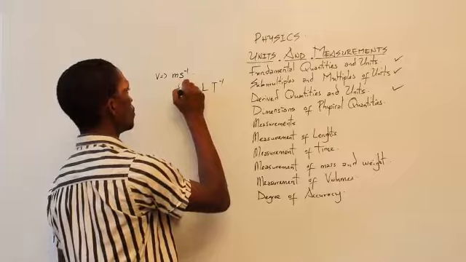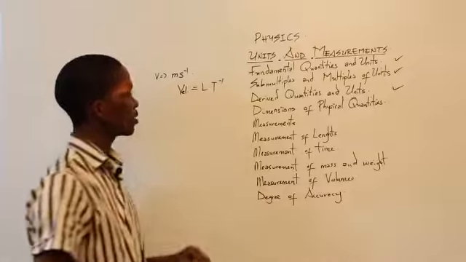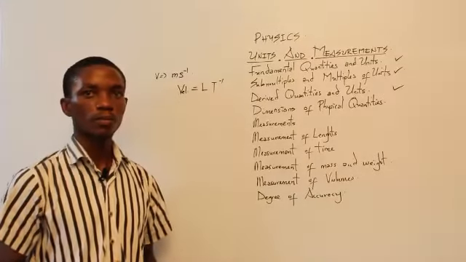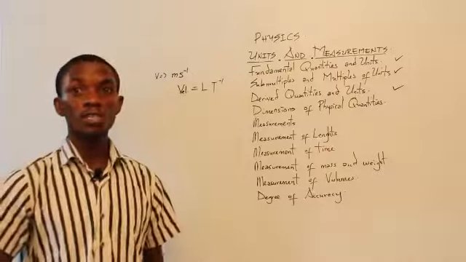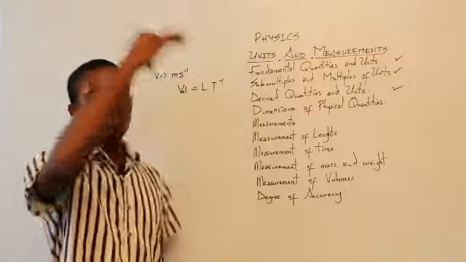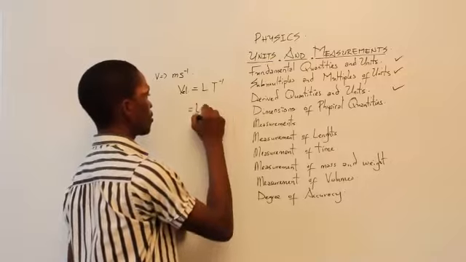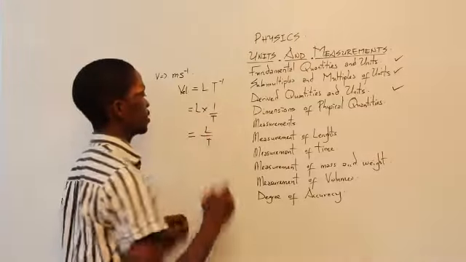So, we can say V, that's velocity, equals L t raised to power minus 1. And to simplify it further, using our law of indices, raised to power minus 1 means 1 over t. So that will give us L multiplied by 1 over t, which gives us L over t.